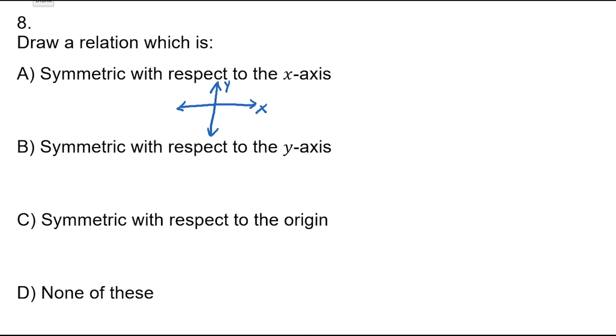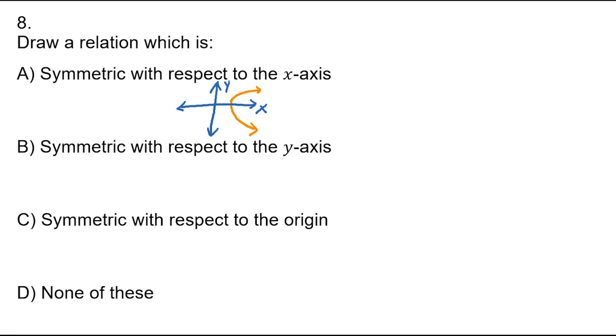Whenever you have symmetry with respect to the x-axis, that means that everything that is above the x-axis will be a mirror image of everything that's below it. Okay. So basically all of the y values are opposites of each other. Okay.